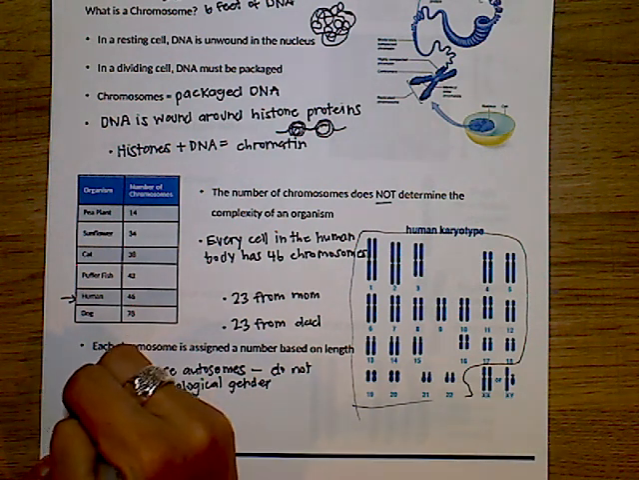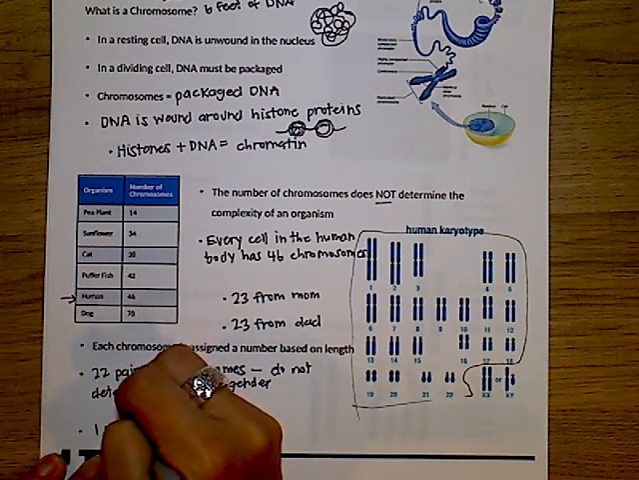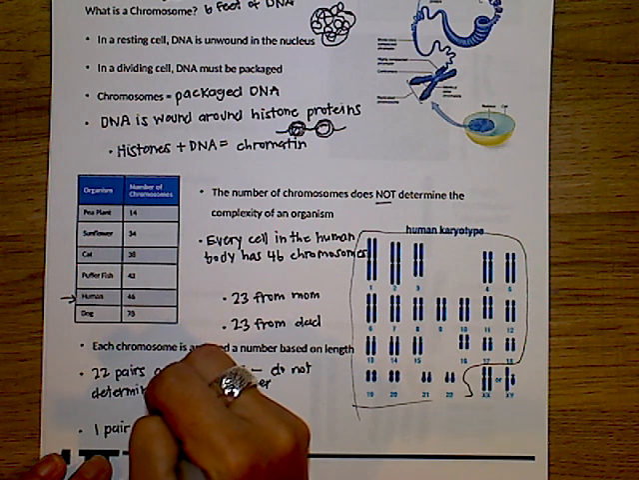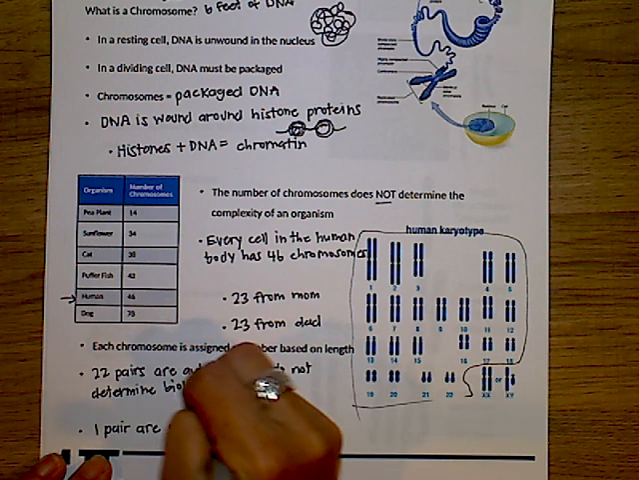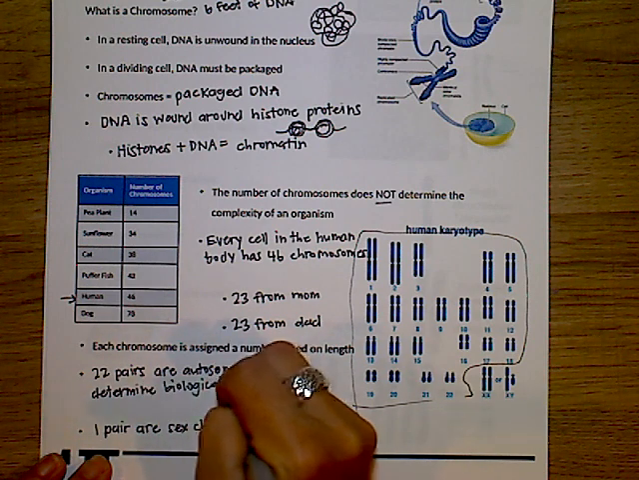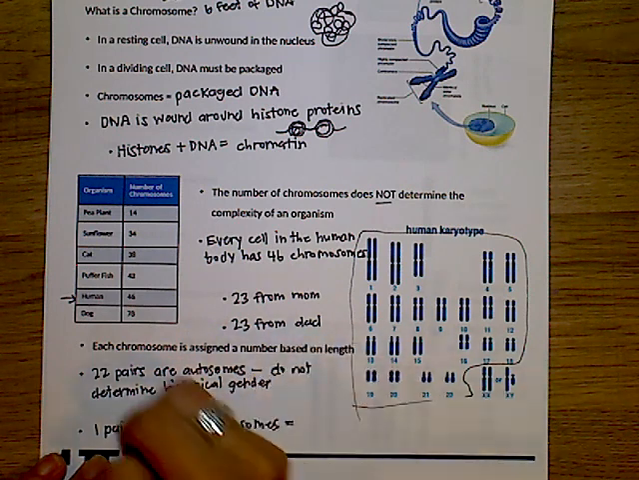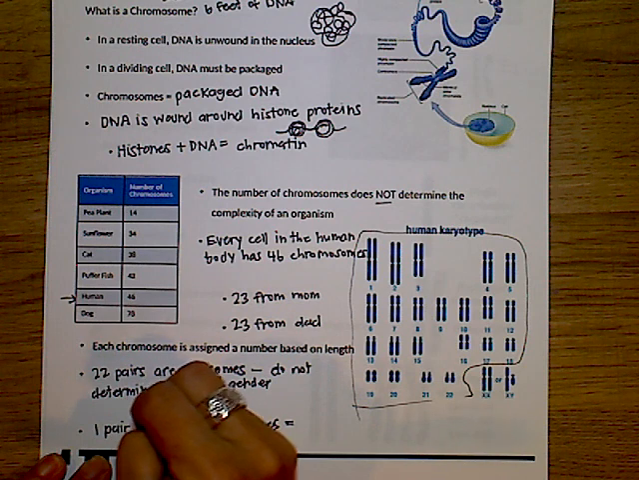You have one pair of sex chromosomes. And those determine biological gender.